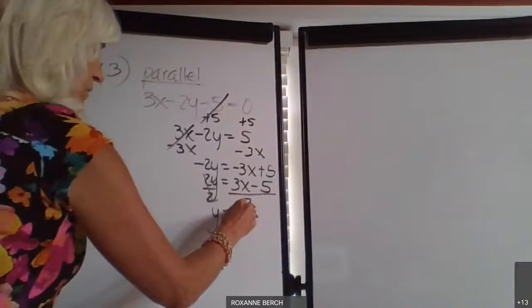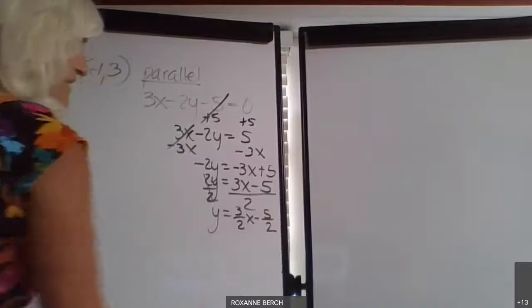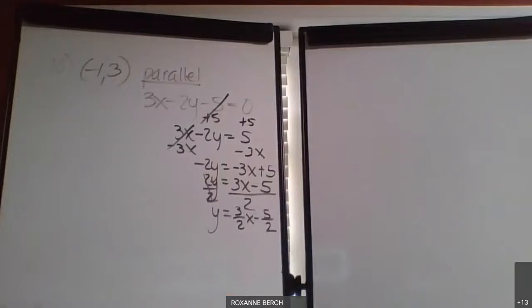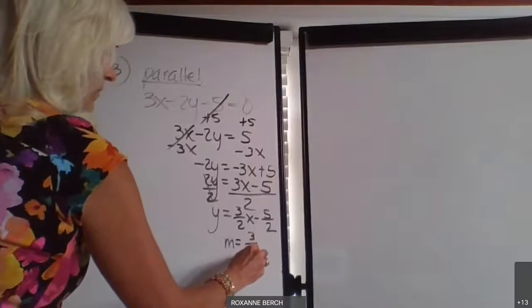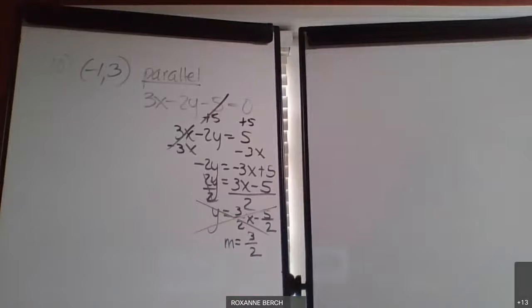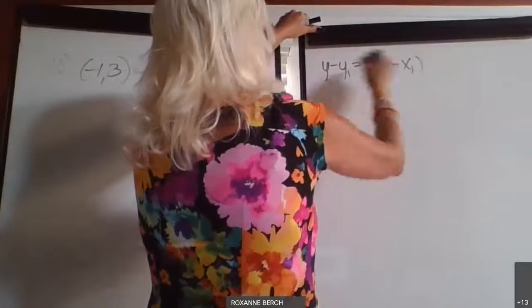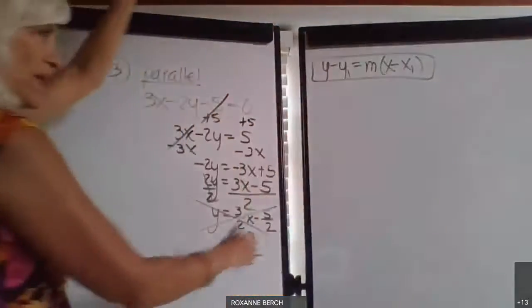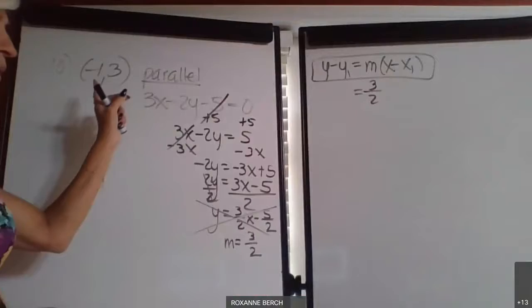So you get y is equal to 3 halves x minus 5 halves. And the only reason we went through all that work was to just get the slope. We don't use anything else with it, because parallel lines have the same slope. So now we can use point slope form, y minus y sub 1 equals m times x minus x sub 1. We put the slope in, since parallel lines have the same slope, and then we put the point in.